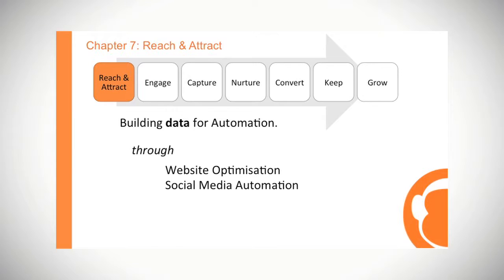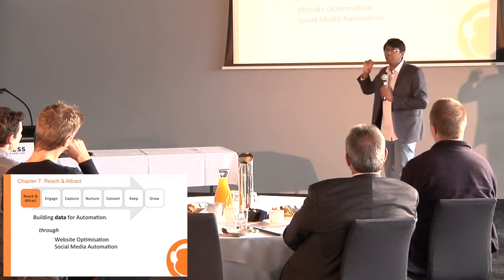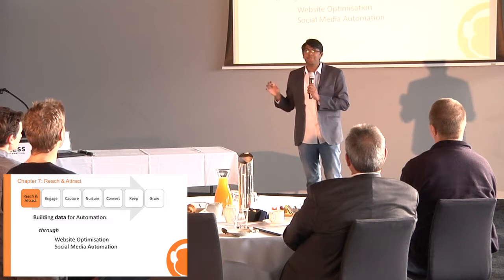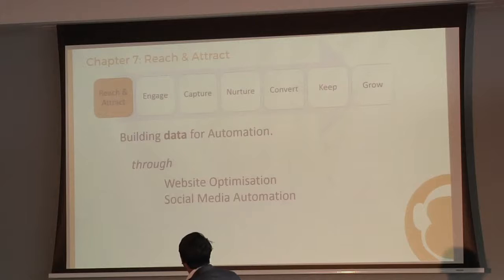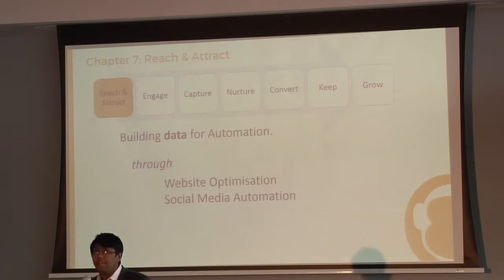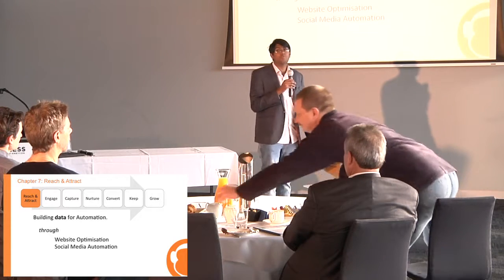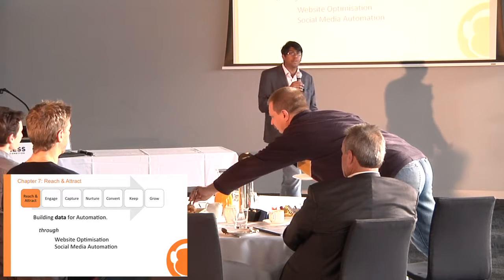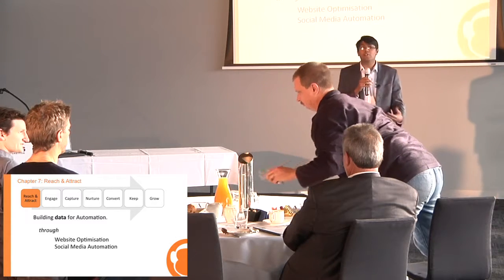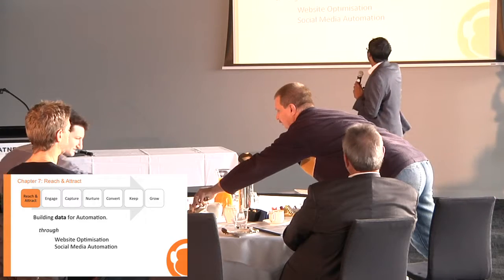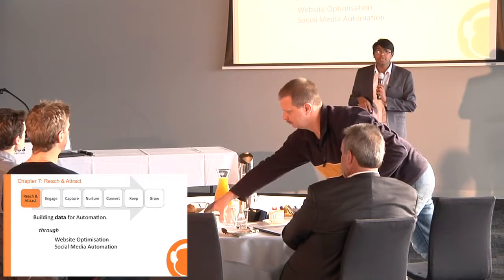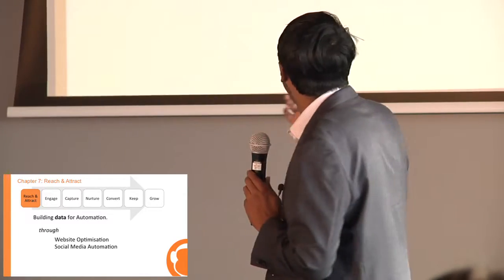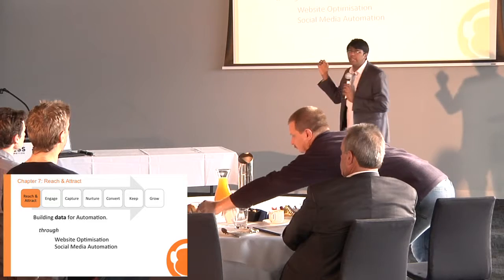This is important that we do not take sales and marketing automation as two separate things, but whenever we look at automating, we look at all these different steps. As I said, the first step is to reach and attract. Now this step is quite important because this step allows you to build the data for your automation, because your automation cannot work without the data, and you need a lot of data. To get the data, you actually need to be able to reach and attract your customers or the people who are strangers. And you can do that through two things.